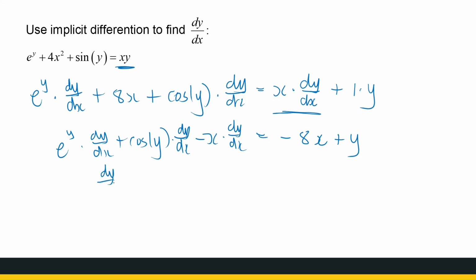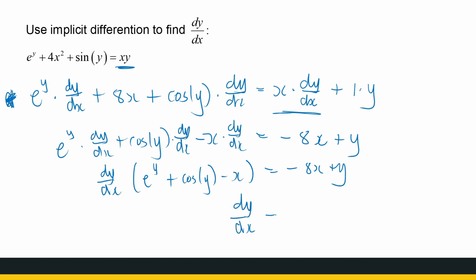So you can take dy dx out as a common factor, and you've got e to the power y plus cos y minus x is minus 8x plus y. So this is just algebraic manipulation. This first step is the most important, that you get your derivative right. So dy dx is then equal to minus 8x plus y over e to the y plus cos y minus x.